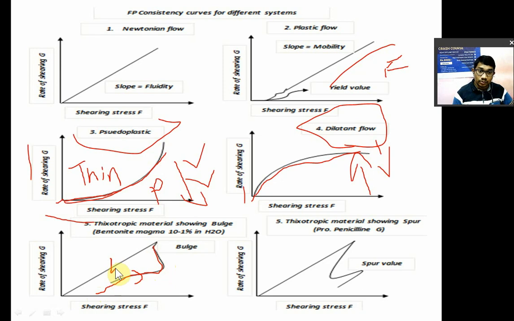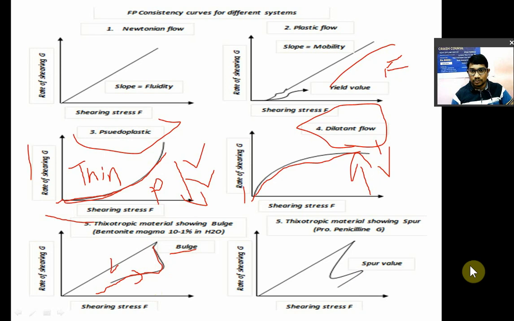This is known as the down curve. The down curve will coincide with the up curve, but the up curve will bulge out, particularly with magnesium. Magnesium magma, 10 to 15% solution of magnesium. Sorry, bentonite magma, 10 to 15% solution of bentonite magma. They will show you the bulge, a particular bulge.